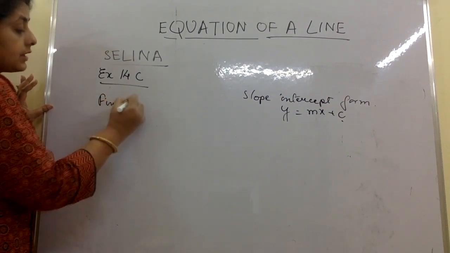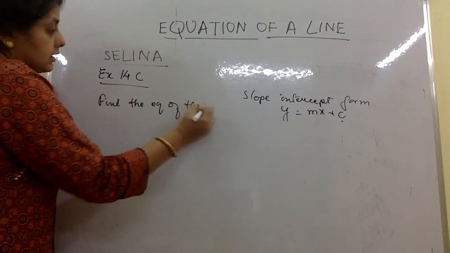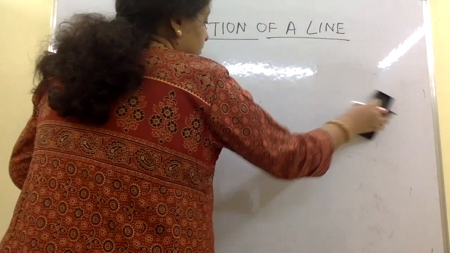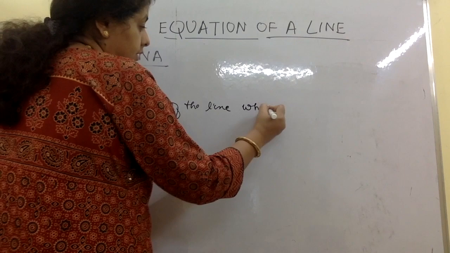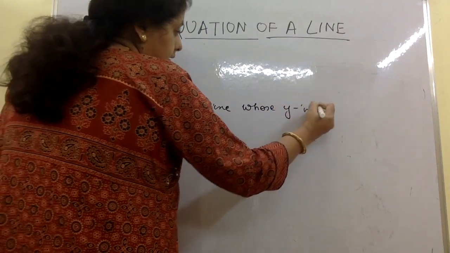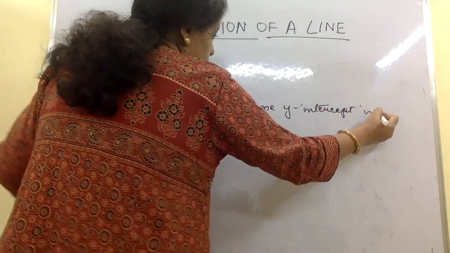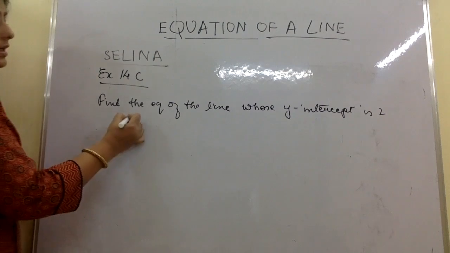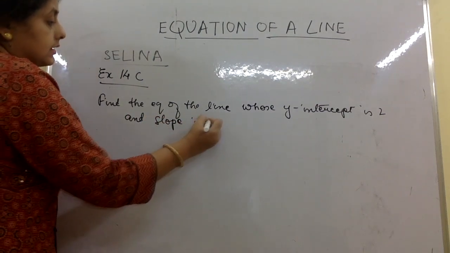Find the equation of the line whose y-intercept is 2 and slope is 3.